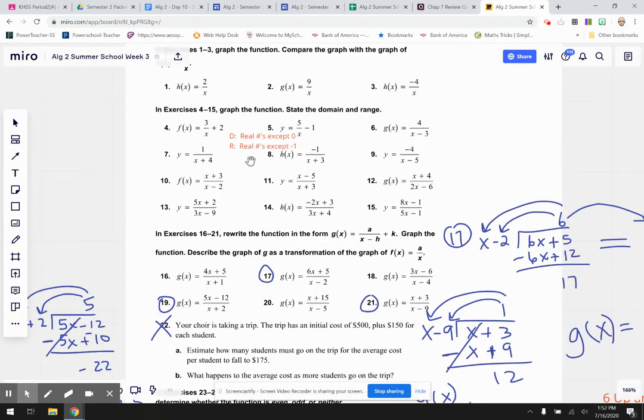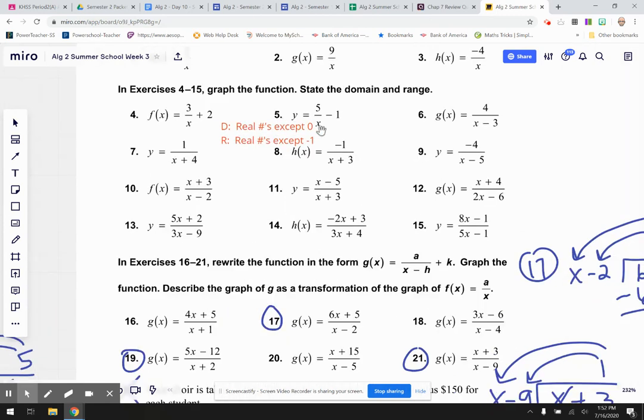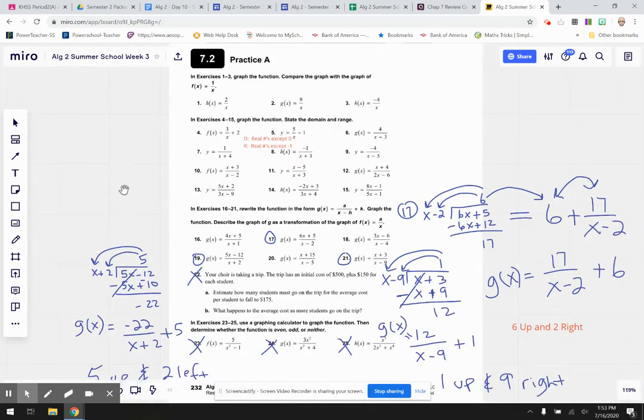We were also looking at domain and range. Domain is what the x numbers could be, and the range is what the y numbers could be. Normally, there was one number that they can't be, like it can't be 0 because x can't have a 0 on the bottom. This one, the x cannot be -4. So all real numbers except -4. So that's domain and range.